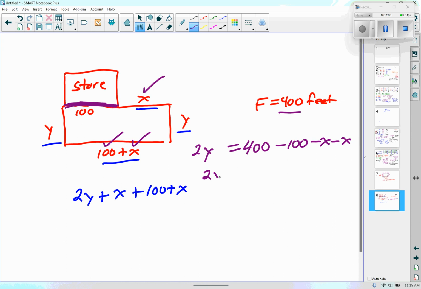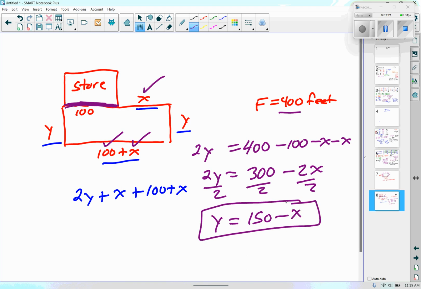So I could try and finagle this a little bit. So actually 400 minus 100 is 300, and then minus 2x. I can divide both sides by 2. So I'm going to get y equals the relationship of this. Okay, but is this really going to help me in this situation? And the answer is yes, because now I can actually take this, because that's what the relationship y is equal to, what we have left. And we can go 150 minus x and 150 minus x.